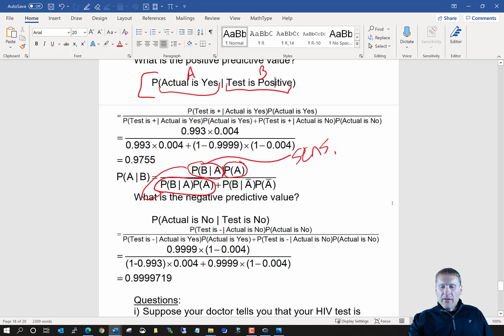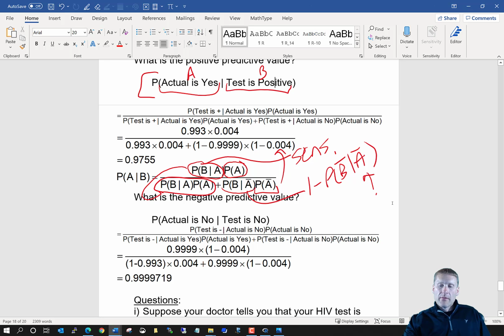Using that information, we can also put that same stuff down below. Now, the probability of A complement, of course, would be 1 minus that 0.004. And the probability of B given A complement now would be 1 minus the probability of B complement given A complement. In other words, A complement again would be actual is no. B complement would be test is negative. So in other words, we're working now with the specificity. You plug that all in there and you get 0.9755 as the final answer. So if this unfortunately would occur, there's a good chance that you truly are positive for HIV.